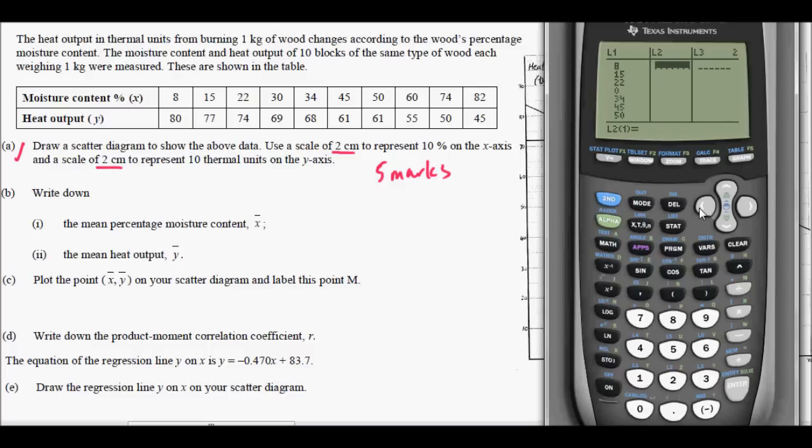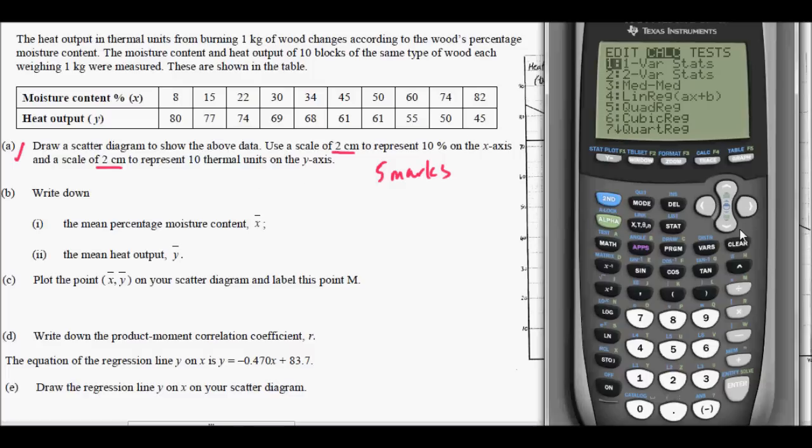Okay, and then 80, 77, 74, 69, 68, 61, 61, 55, 50, 45. Okay, and you always want to make sure that these match up. If you know you have one more here than there, you miss something, and you're going to get an error when you do this. So again, I'm going to go to stat this, and I'm going to go to calc.